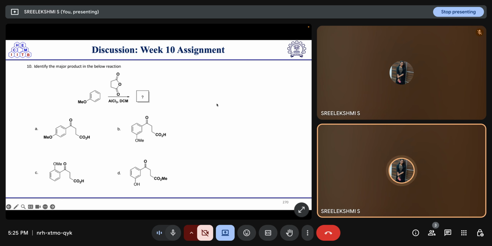Moving to the last question of this week 10 assignment, identify the major product in the below reaction. So this methoxybenzene is treated with this particular anhydride in aluminum chloride in DCE, which will be the major product here?